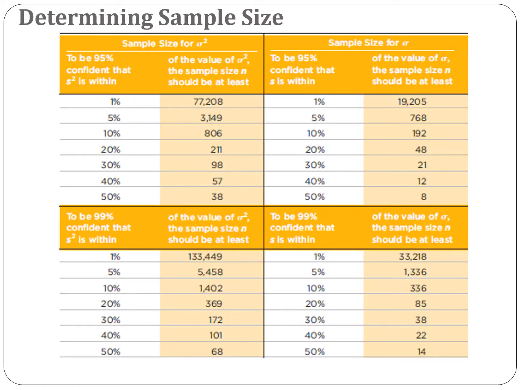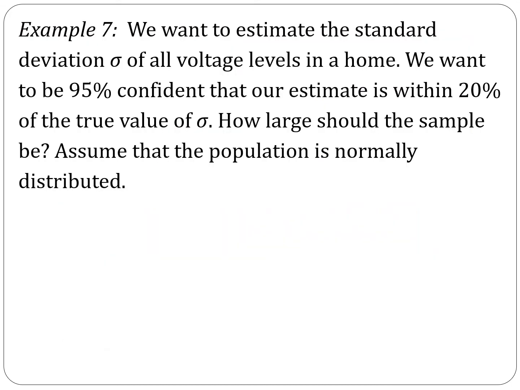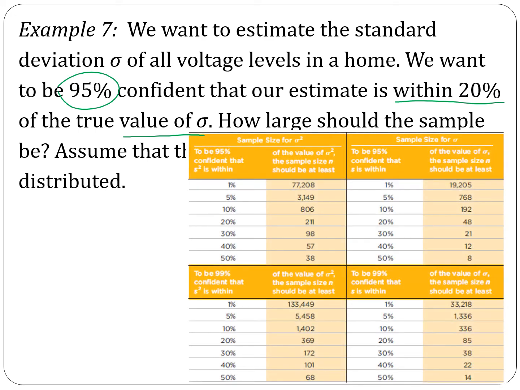If we're asked what sample size we need to get a result within a certain margin of error, these problems are really nice and easy. It just gives us this table here and we look it up in the table. For example, we want to estimate the standard deviation sigma of all voltage levels in a home. We want to be 95% confident that our estimate is within 20% of the true value of sigma. These are the key things. How large should the sample be? So we look at this table.